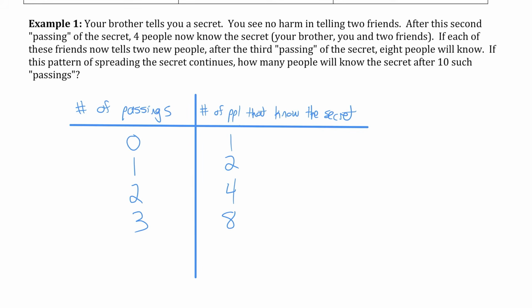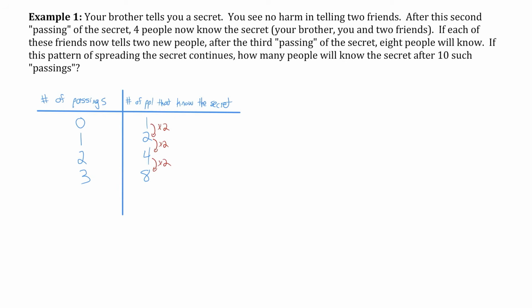So hopefully you can see the relationship between the y values. There's not a common difference, but there is a common ratio. The y values are related by multiplication. To get from one y value to the next, we multiply by 2. Times 2, times 2. So we can model this relationship with an exponential equation. Exponential equations are always of the form y equals a times b to the power of x.